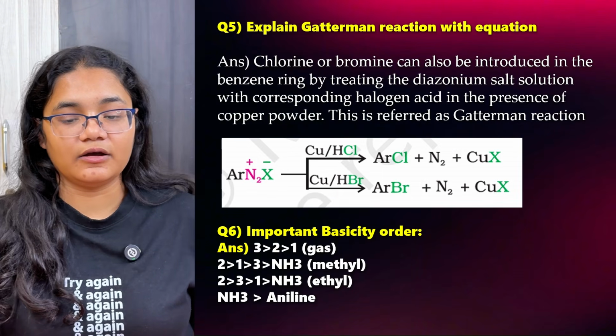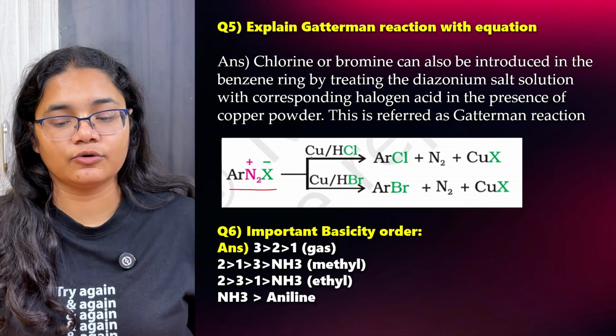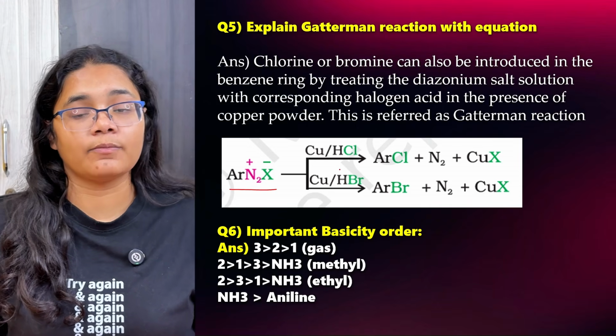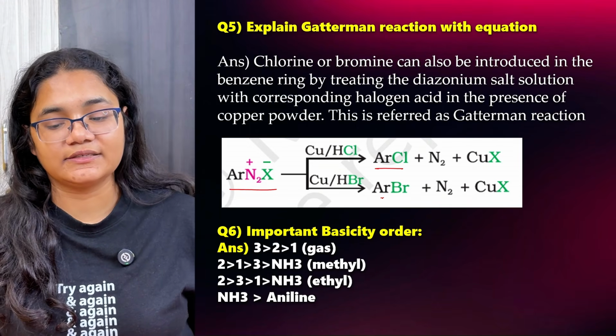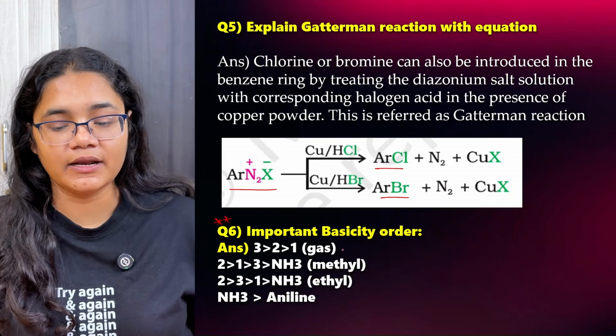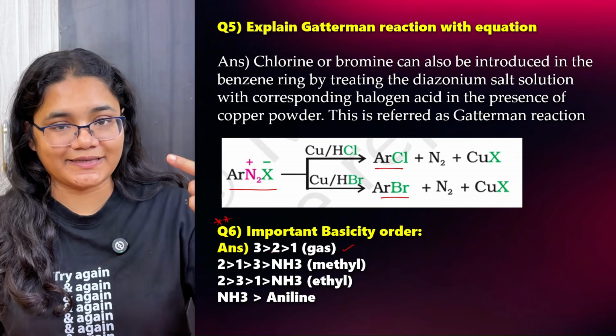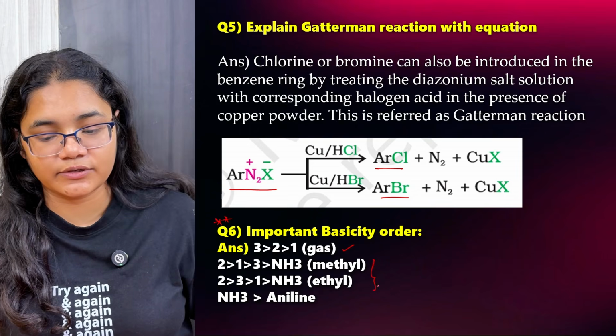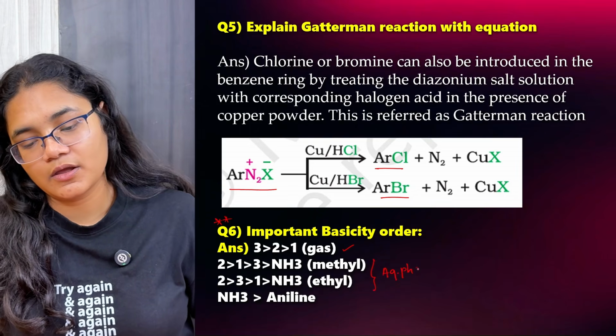Next, Gattermann reaction. So when you have benzene diazonium chloride with copper powder and HCl or copper powder and HBr, you get ArCl or ArBr. Next, this is an important basicity order you should remember. In gaseous phase, tertiary, secondary, primary. In aqueous phase, okay, this 2R is for aqueous phase.